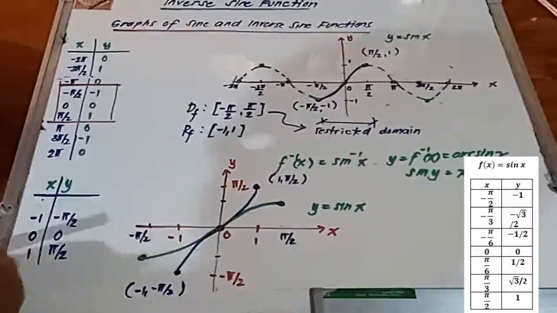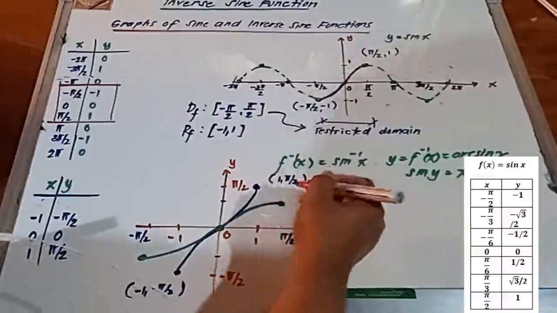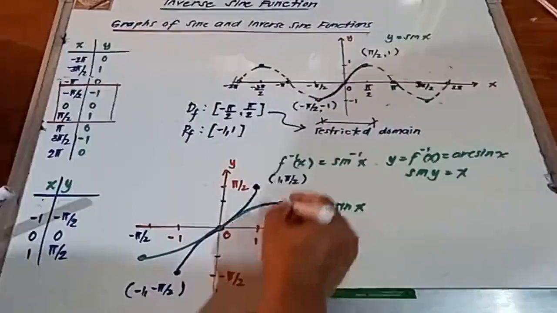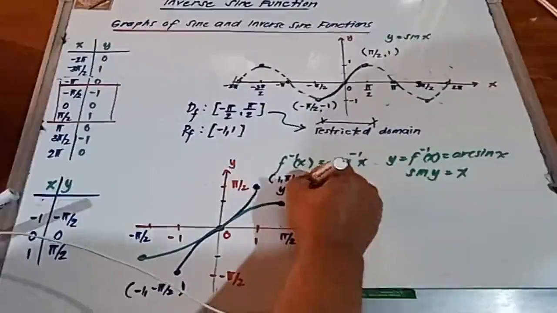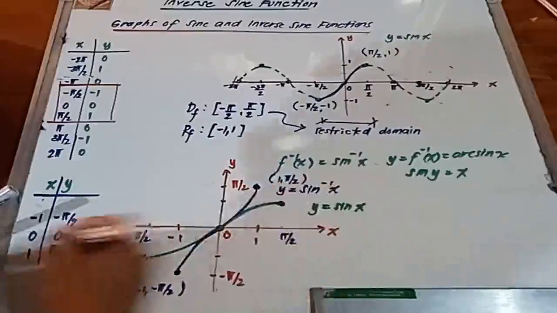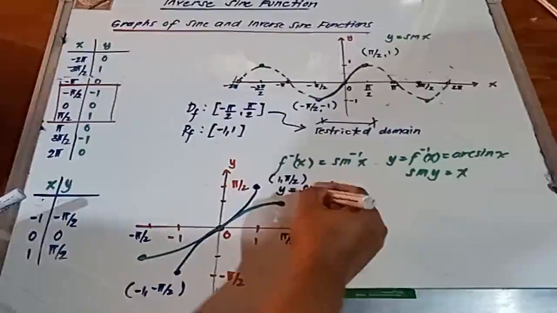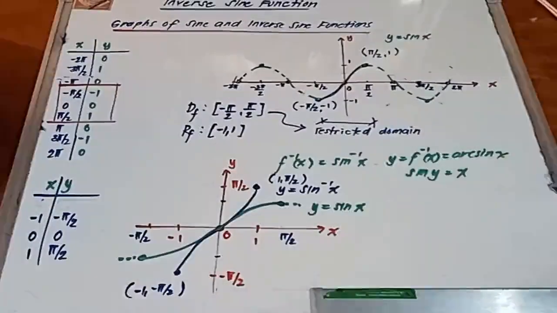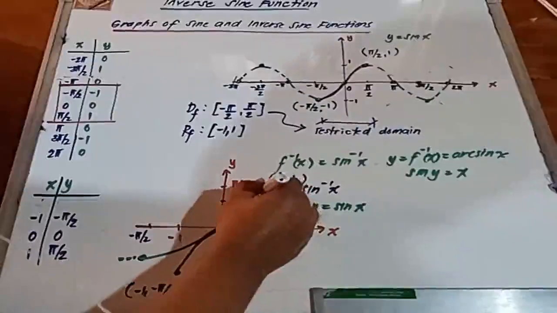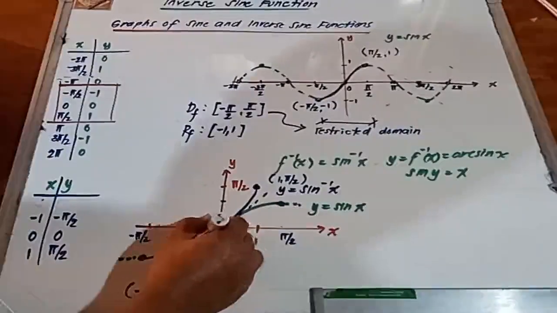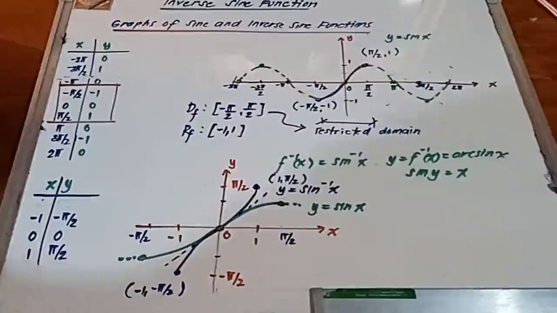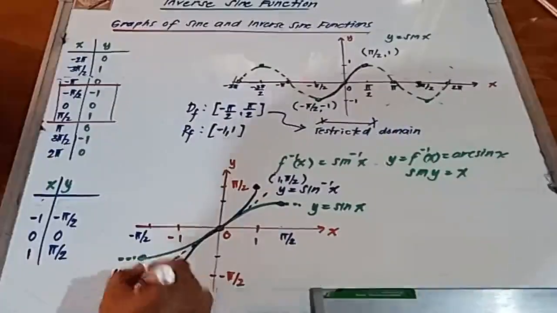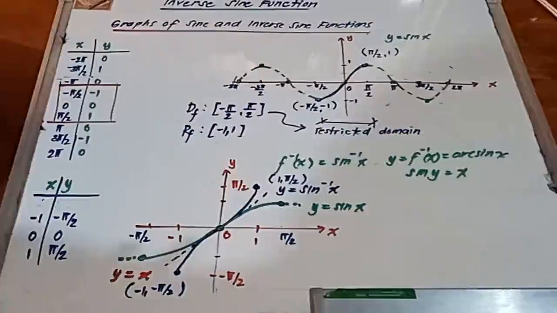Ito namang isa ay si y equals sine to the negative 1 of x. So, ito, extend pa doon. Pero restricted yung domain natin. So, ito yung ating y equals x nandito. So, reflective nga siya. O reflections yung graphs ng f of x at saka f to the negative 1 of x dun sa ating y equals x. Okay? So, yan yung graphs ng ating inverse sine function.